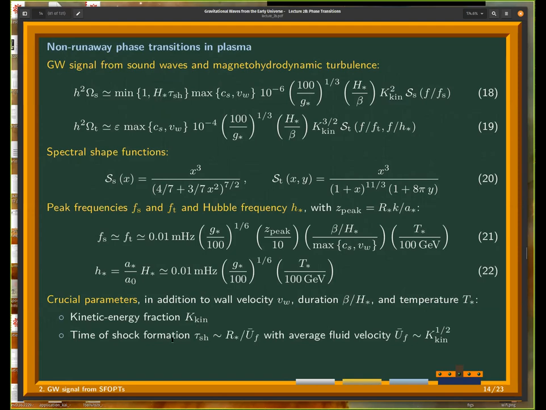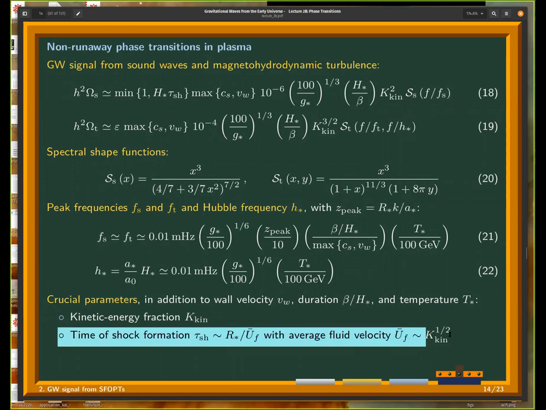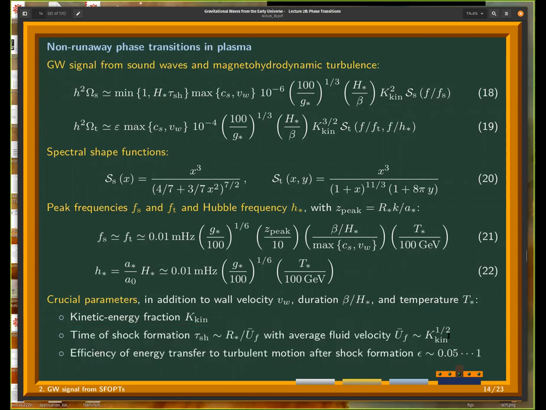This is tau shock, the time of shock formation. So you have to imagine that the sound waves are produced in the plasma, but at some point they will form a shock, and then these sound waves will become turbulent, and then turbulence sets in the plasma. And the time of shock formation is controlled by the typical bubble separation, but also by the averaged fluid velocity U, which you can estimate in terms of the kinetic energy in the plasma.